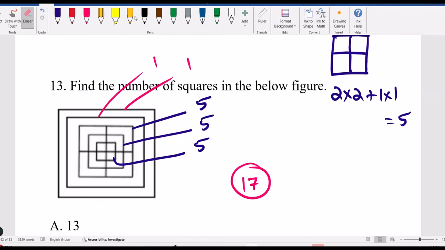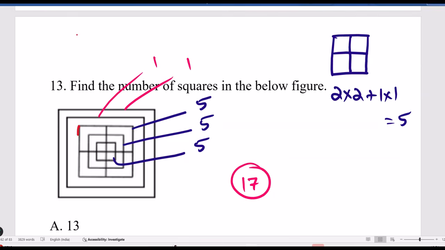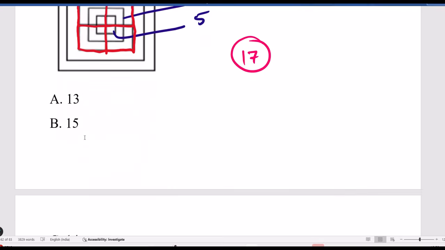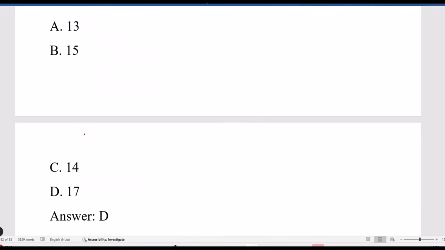When you have that plus symbol fully available internally, you can find this will definitely generate 5. This is A1 square, B1 square, C1 square, D1 square, and A, B, C, D together form 1 square. So 5 will come, and this should be 17. Yes, option D, 17 is correct.